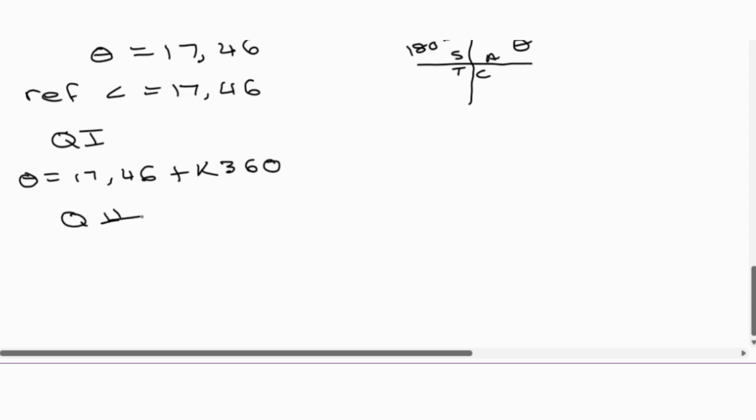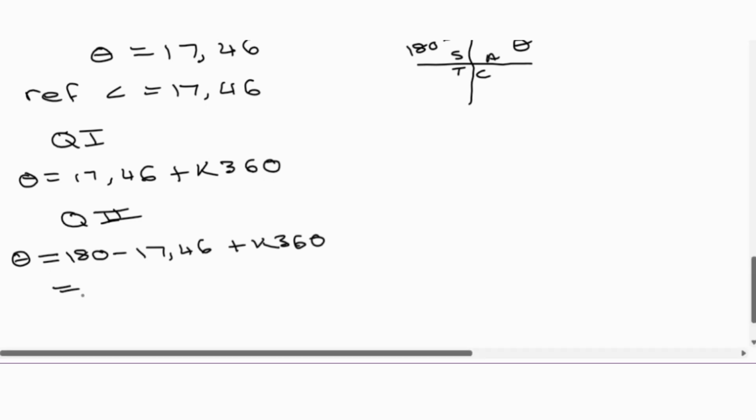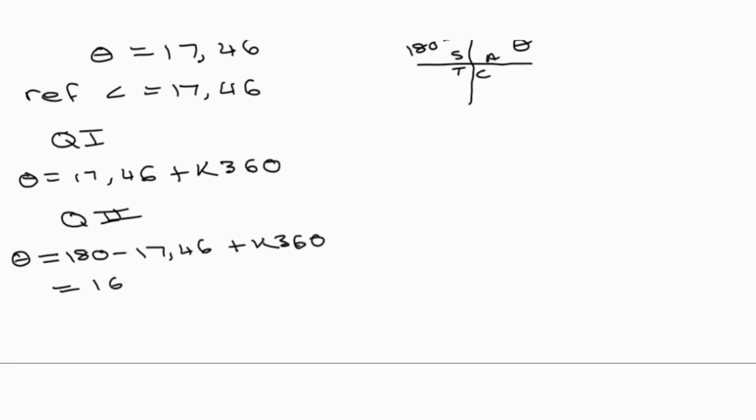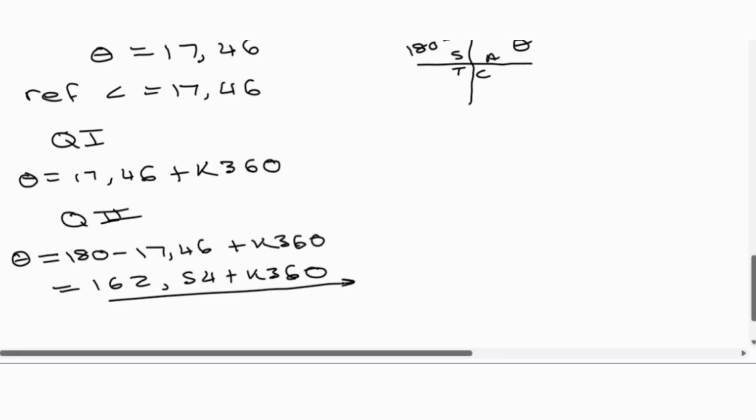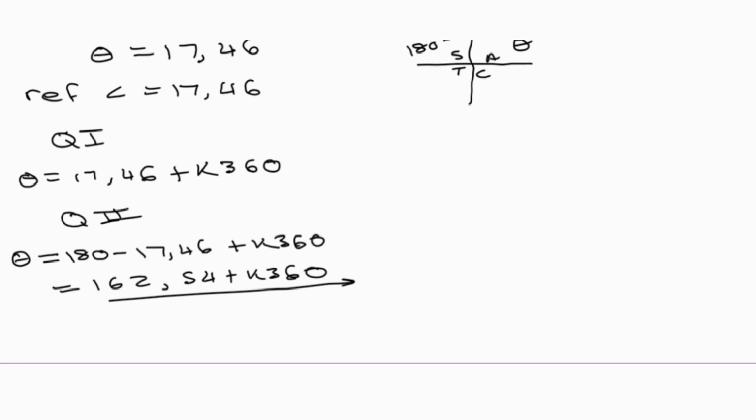Then we're going to move on to the second quadrant. Theta is then equal to 180 minus 17.46 plus K 360, which is then equal to 180 minus 17.46. I'm just entering into my calculator. Ooh, almost lost it there. 162.54 plus K 360. Not so bad, eh? Not so bad. So now we're going to move on to another example.